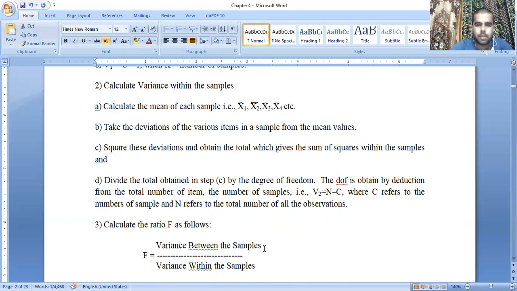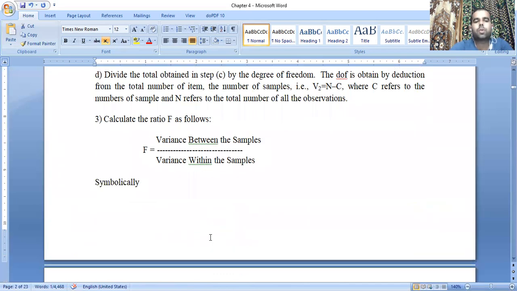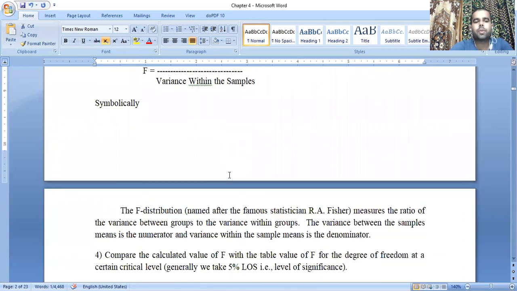MSC values are nothing but the variance between the samples. Then MSE values are the variance within the samples. Then calculate the ratio F as follows. With this principle, we are going to calculate MSC divided by MSE. Observe carefully, at this point we are going to end the problem.